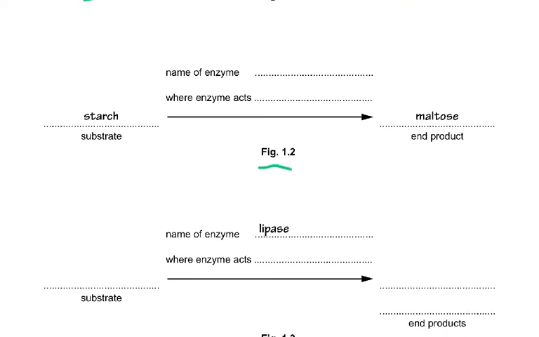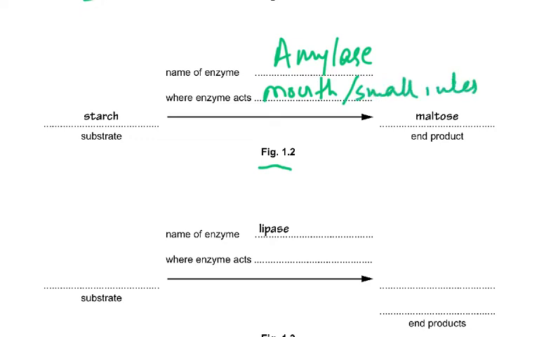Figure 1.2 has the name of the enzyme, starch, maltose, and here you've got to give the name of the enzyme. So naturally it would be amylase, and where the enzyme acts would be in the mouth. But you've also got amylase in the small intestine, so you could have written duodenum or the small intestine as well. So any one of these was correct. When I put a slash here, I mean this is the alternative. You could have written mouth or small intestine. You don't have to write both.